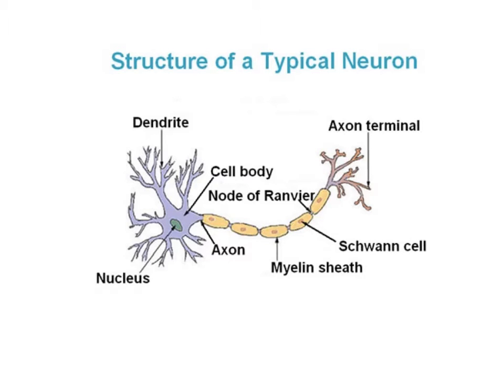Okay, so let's start by talking about the structure of a typical neuron. The typical neuron is split into two parts. We have the cell body on one side, and the rest is considered an axon. The cell body is the factory of the neuron, as it contains the nucleus. Meanwhile, the axon is responsible for conveying electrical signals.